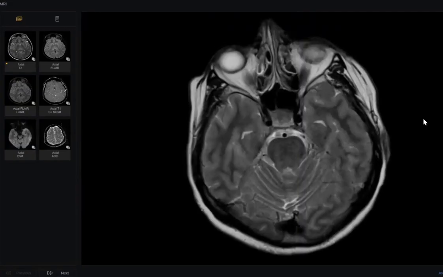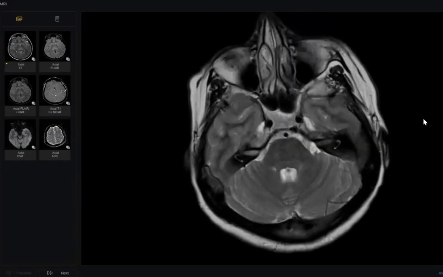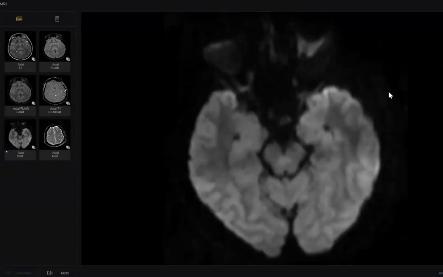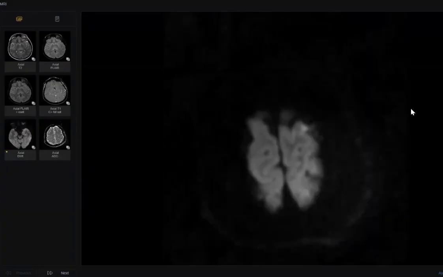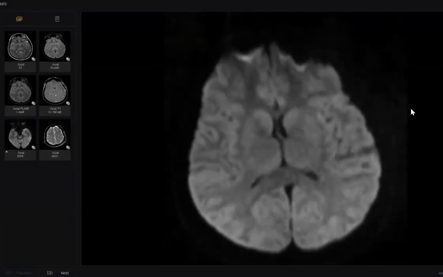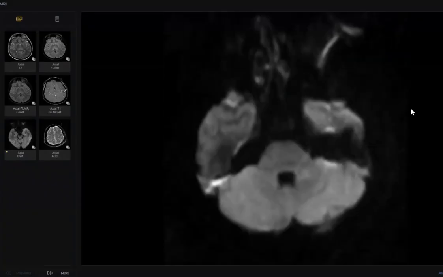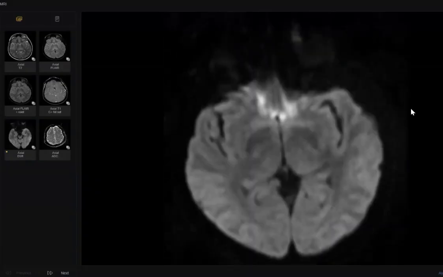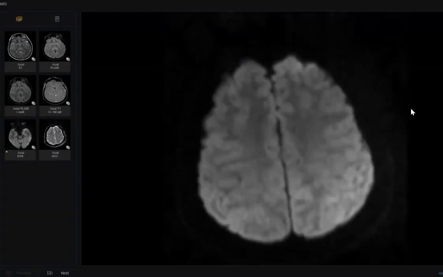I can't see any abnormal flow void in the vessels. Which sequence do you want? I would like to check the T1 and diffusion. Choose what you want from the list. Okay, I will check the diffusion to see if there's any diffusion restriction. I can't appreciate diffusion restriction.